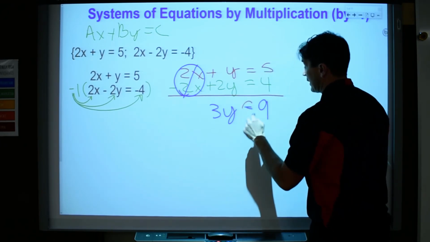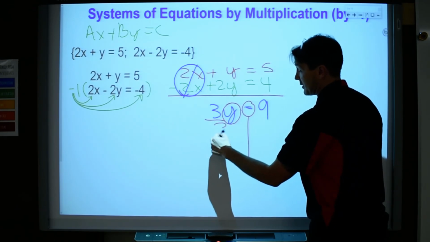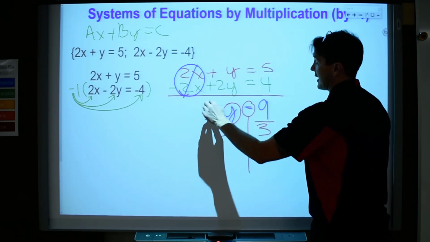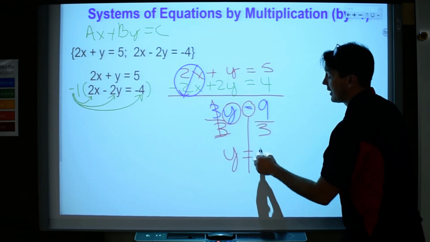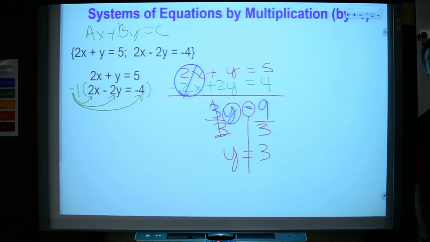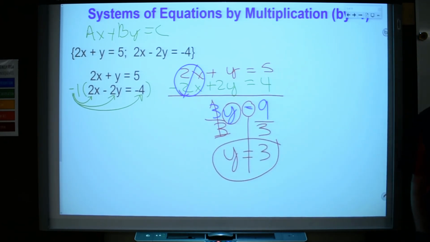Now I can solve for the variable that's left, that's y, the coefficient is 3. To get rid of that 3, I'm going to divide by 3. What I do to one side, I have to do to the other. 3 divided by 3 is 1. That leaves me y equals 3. I now know that y equals 3, but am I done? And the answer is no.